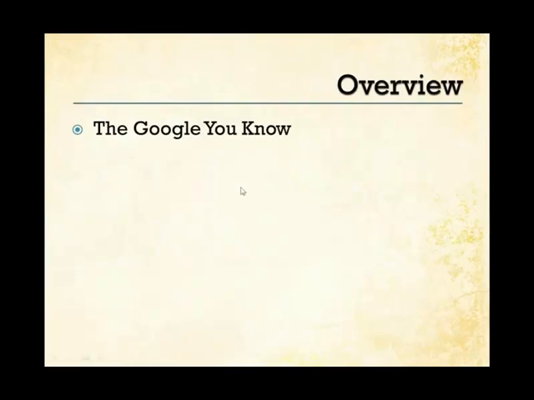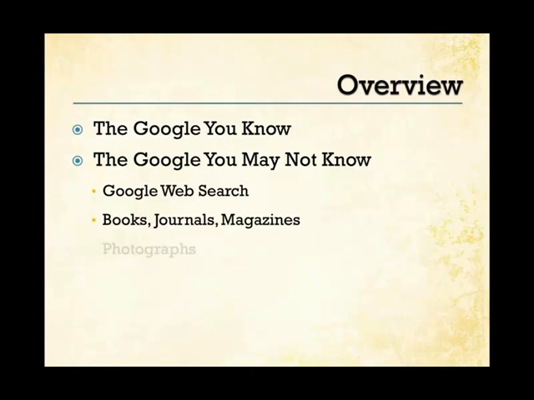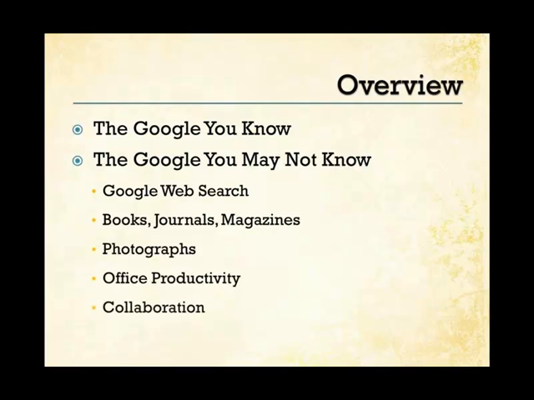We're going to cover the Google you know, but we're going to concentrate more on the Google you may not know. Google web search, a lot of people think they have that down pat. There are a few things that might surprise you. Google can help you access books, journals, and magazines to help in your genealogy research, photographs. Office productivity, this is a big area. And when I say office productivity, I mean similar to programs such as Microsoft Word or Star Office or Open Office. Collaboration, you can work with family members and other researchers using some Google applications and products.